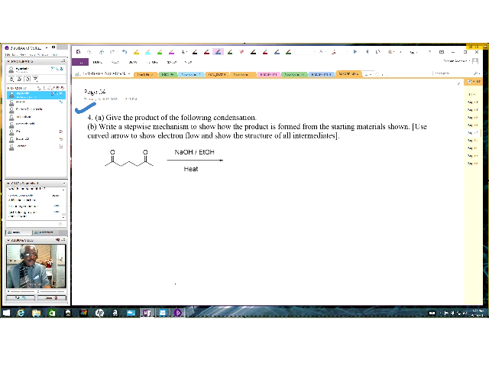Give the product of the following condensation. Write a stepwise mechanism to show how the product is formed from the starting material shown. Use curved arrow to show electron flow and show the structure of all intermediates.